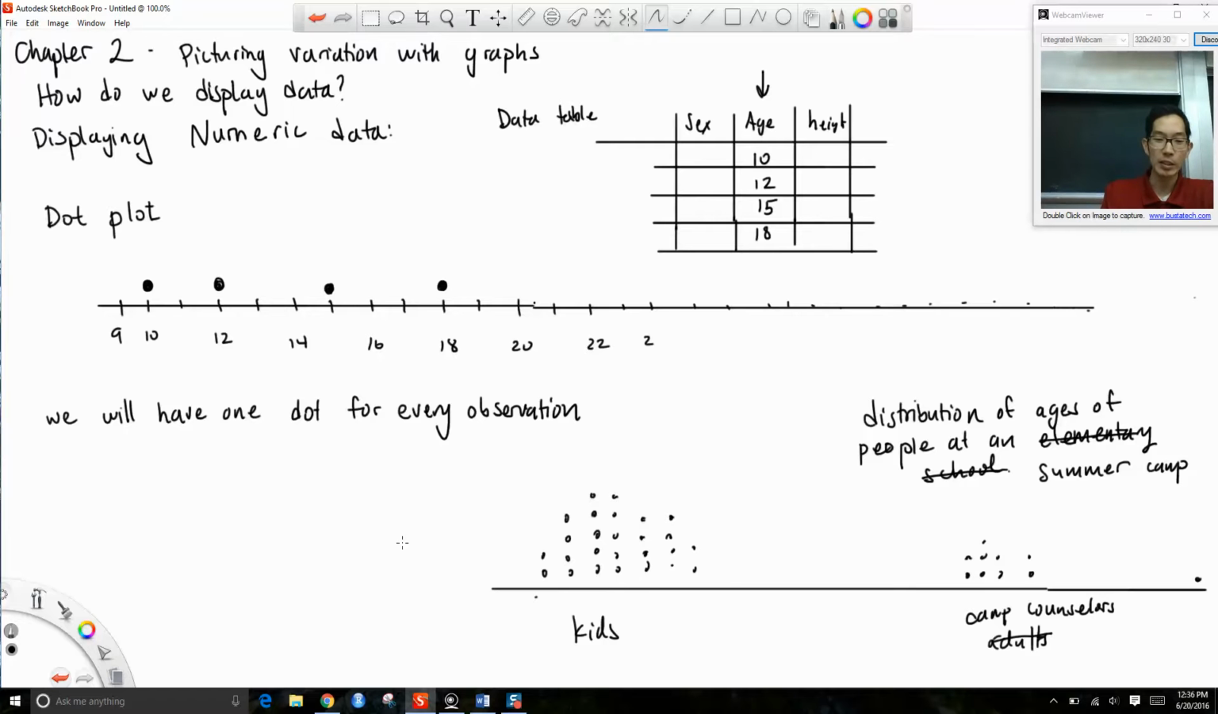So a dot plot will show us this, and an important thing is that all of these have a number line underlying it, because this is a numeric variable. I didn't actually draw a number line along here, or label it, but there's always a number line. So this will be low age values, and this will be high age values.